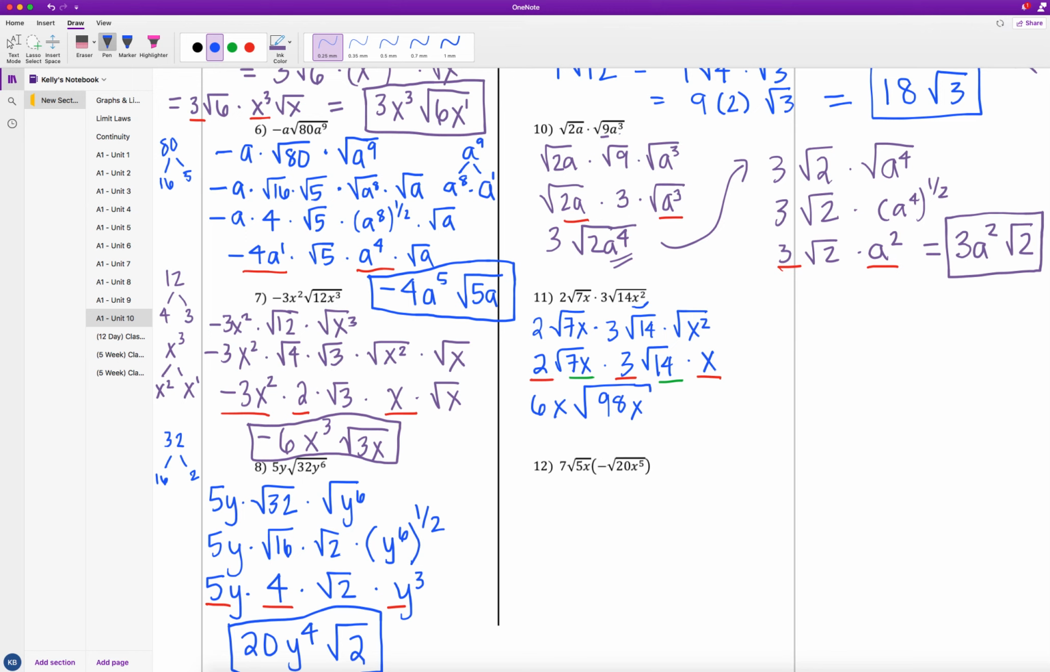From here, we just want to make sure we're simplified all the way. So can I take anything out of the 98? Can I simplify down the square root of x anymore? What do you guys think? So the piece here that we can keep simplifying is actually the coefficient.